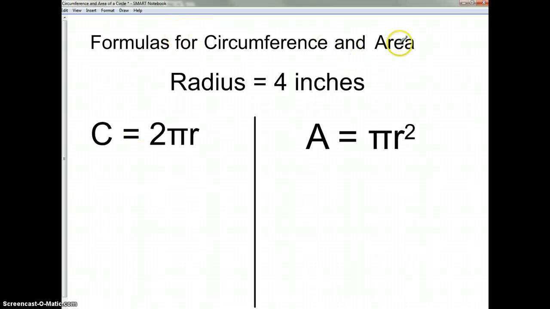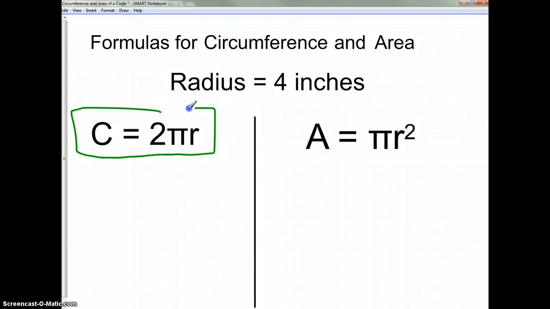Okay, formulas for circumference and area. Radius of 4 inches. So the circumference is 2 times pi times r. That is the formula for circumference. And for area, it is pi times r squared. Okay, and so I would like to go through two examples. One that they basically have the same radius.